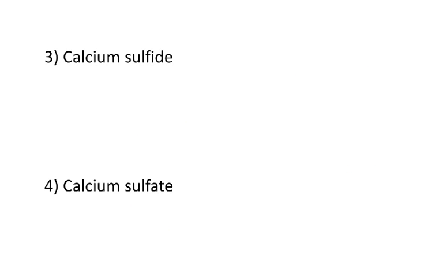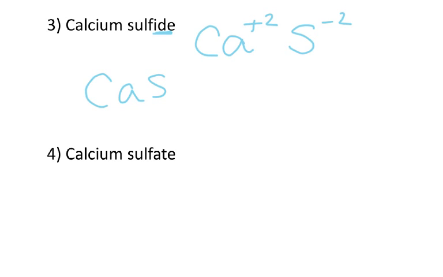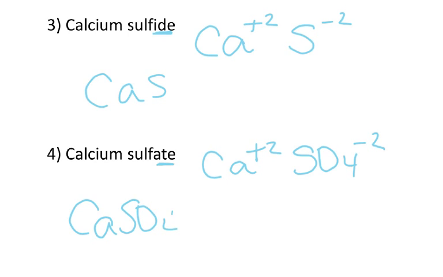Okay, the next one is calcium sulfide. Now, this has got an IDE, so I know it's Ca with a +2, and sulfide, S with a -2, so CaS. The next one's calcium sulfate. Once again, calcium has a +2, but it's sulfate, which is SO4 with a -2. So I'm just going to write them together.